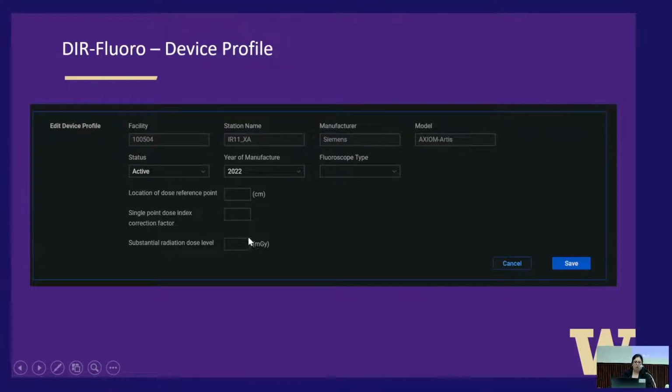You can also define, based on your facility, your trigger level for substantial radiation dose level. As I said, for us it's 5,000 milligray. For some people it might be 3,000, for some it might be 2,000. So you can add that information for your particular fluoroscopy unit and save it. Then I believe, based on what you put in, it will give you an alert that of your 10 procedures today, maybe 5 were over that substantial radiation dose level.